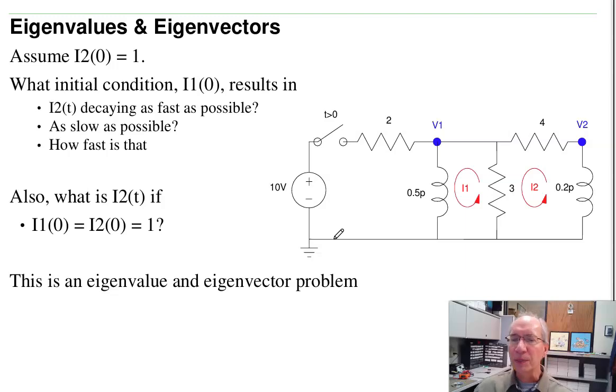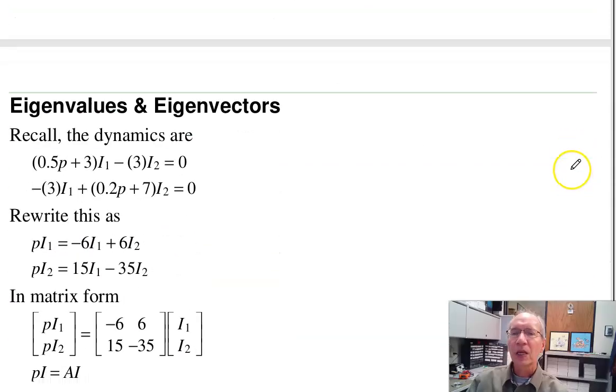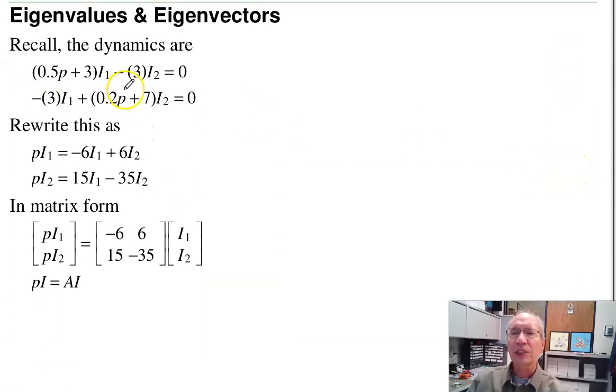So here's another problem. Suppose the initial condition on I2 is 1 amp. What value of I1 results in I2 decaying as quick as possible? What value makes I2 decay as slow as possible? And how fast and slow is that? Well, that again is an eigenvalue problem. That's an eigenvector problem.